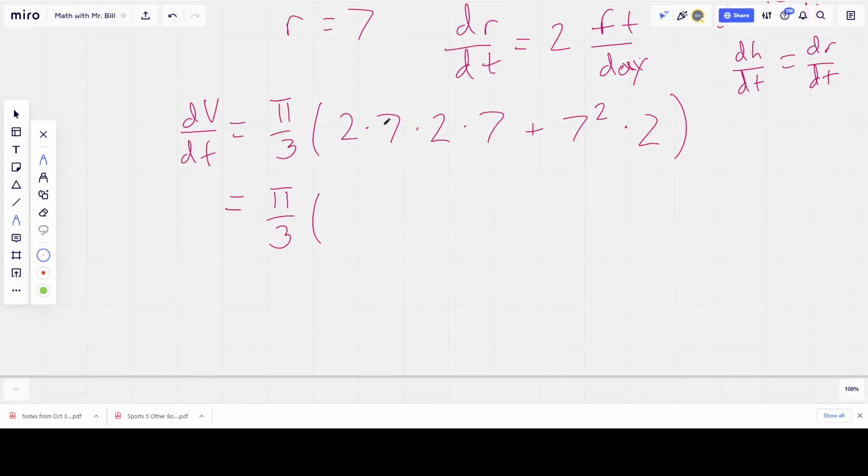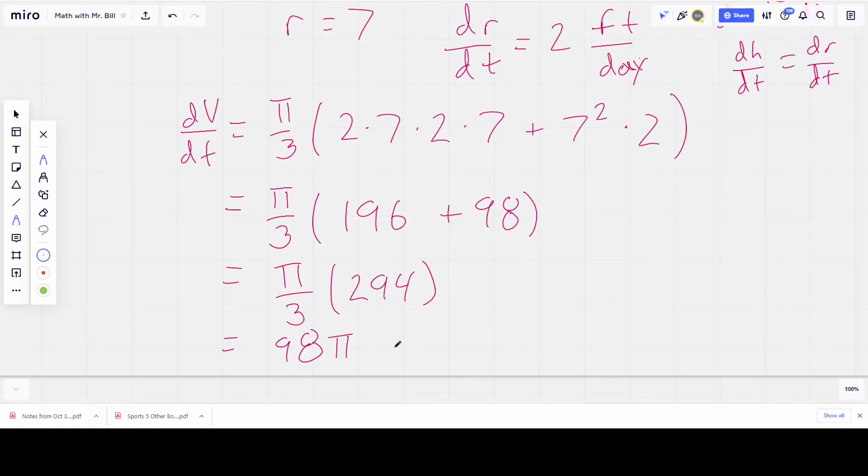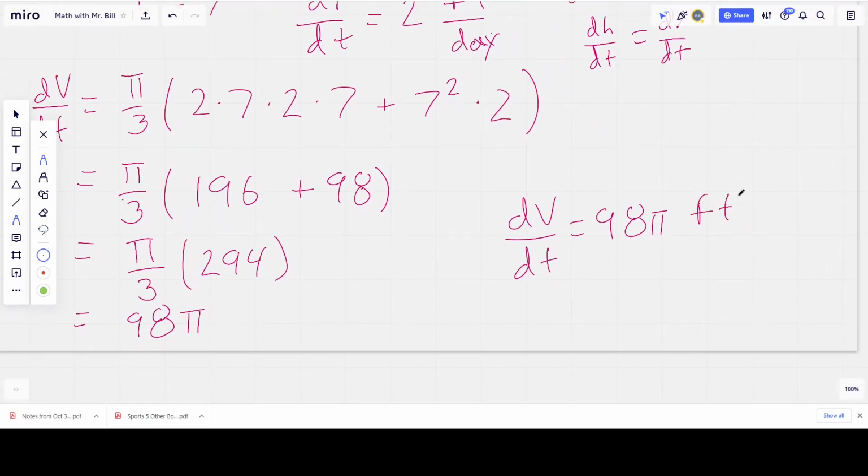So combining all of our pieces, we get 2 times 7 times 2 times 7, which is 196, plus 49 times 2, which is 98. So that's going to be equal to pi over 3 times 294, which is equal to 98 pi. So our change in volume with respect to time is equal to 98 pi, and the units here are cubic feet per day, since volume is in terms of cubic feet. And that should do it.